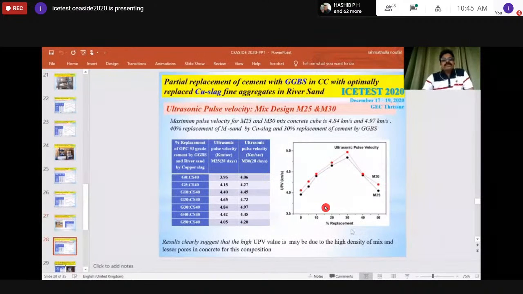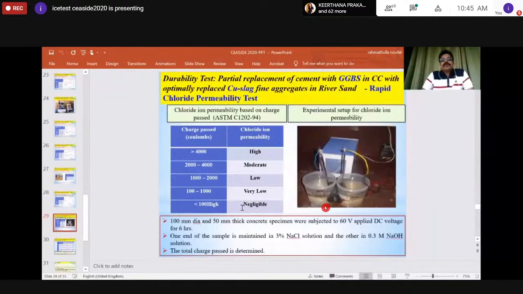In that way, with the same replacement proportions, we cast the cubes. In that cube, we get the maximum value at 30%, that is 4.84 kilometers per second, and here it is 4.97. Whenever we replace with industrial waste, the velocity increases. That means the quality or density of the concrete increases. That is the meaning of it. And the next one is the rapid chloride permeability test, RCPT. It is conducted.